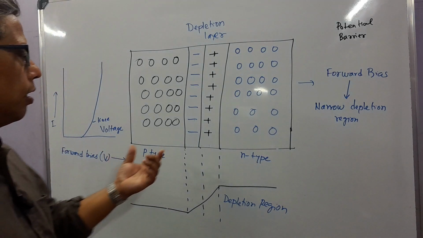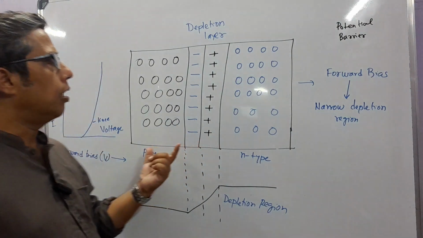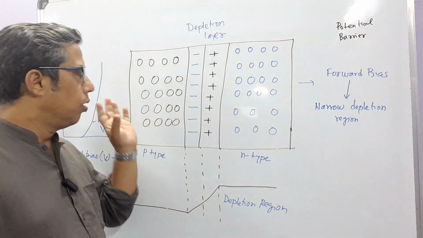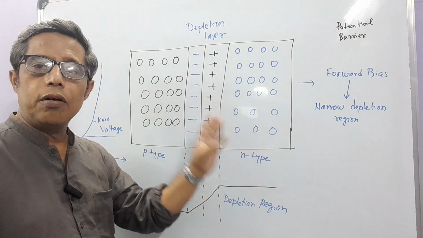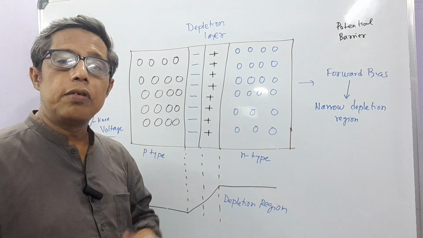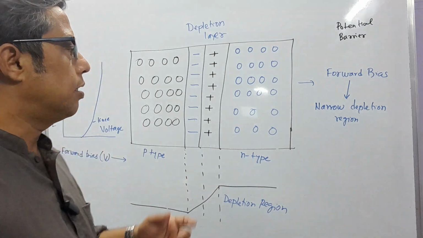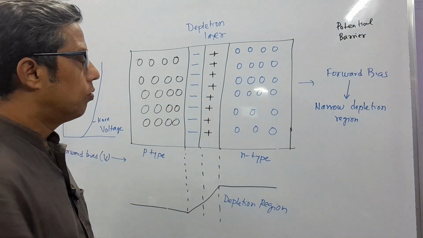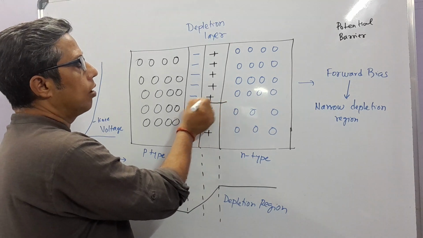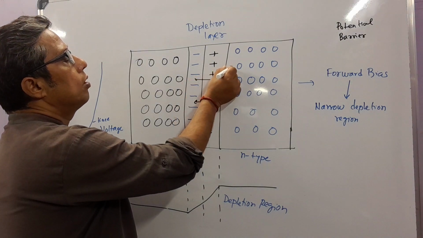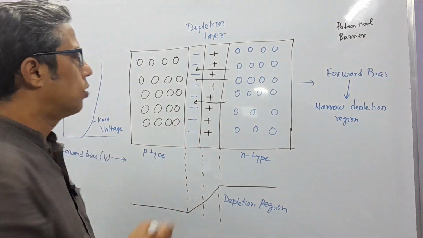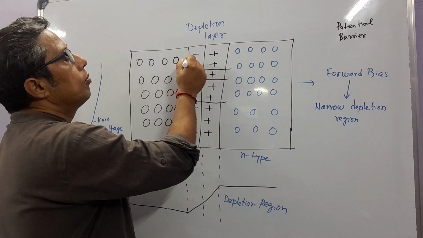Now, whenever we attach the p-type and n-type semiconductor, what happens? P-type has a high concentration of holes, and n-type has a high concentration of electrons. When they are joined together, a huge diffusion starts. Diffusion means there is a difference in concentration. Electrons start diffusing from the n-type towards the p-type. Similarly, holes start diffusing from the p-type to the n-type.